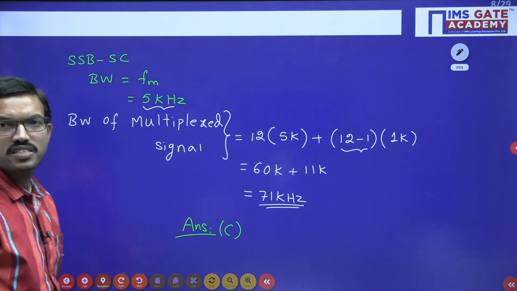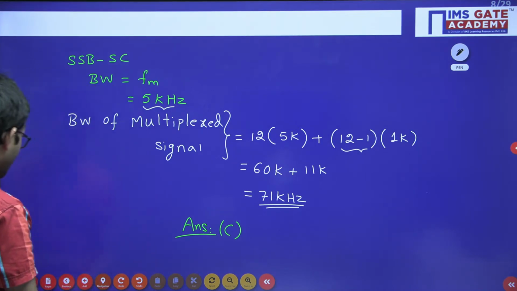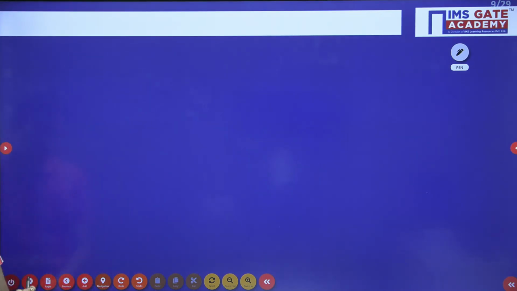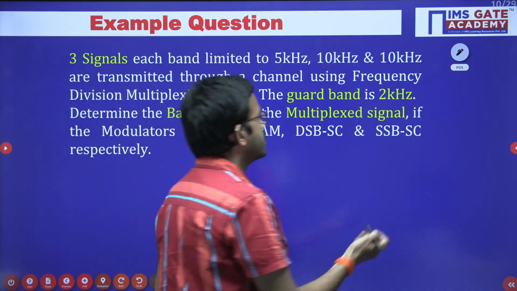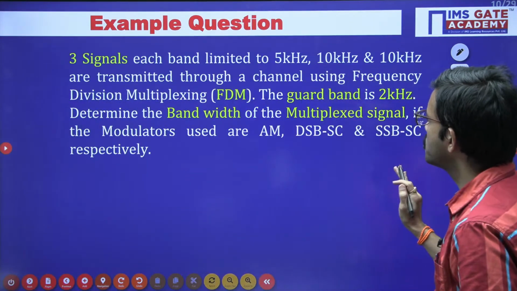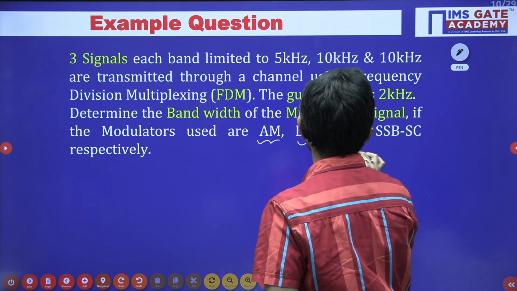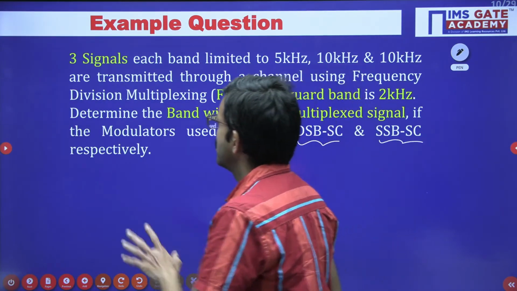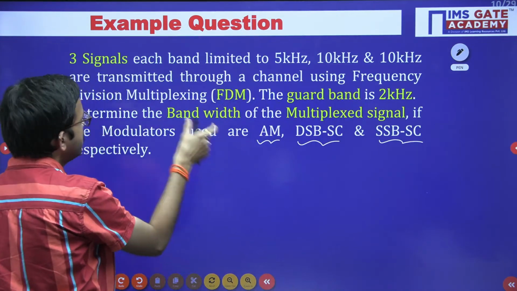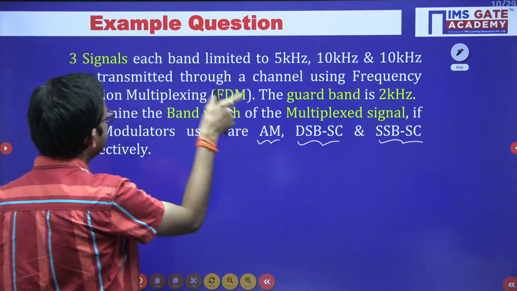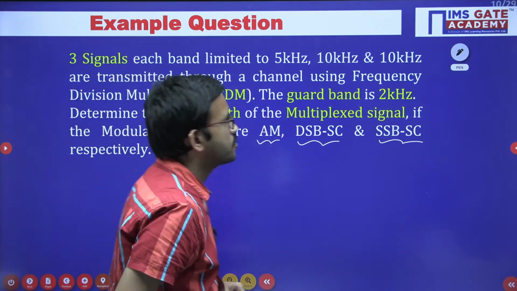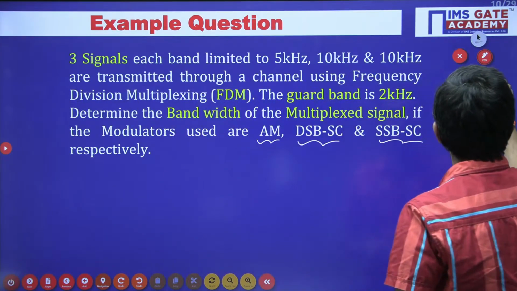I hope it is clear for everyone. Now let us see the next question. All of you give a try. This is an interesting question. In this particular question, you have all three modulators. For the first signal they have used an AM modulator, for the second signal a DSBSC modulator, and for the third signal an SSBSC modulator. So all of you give a try.